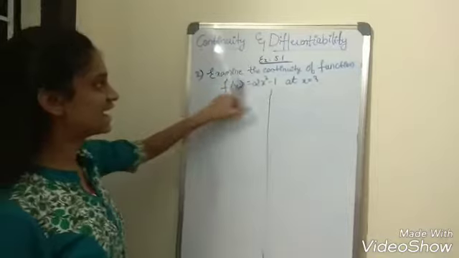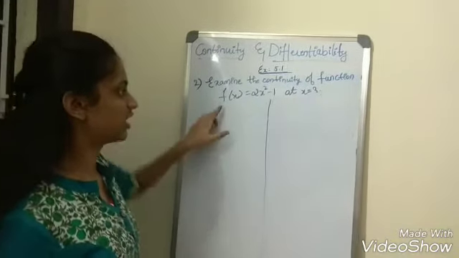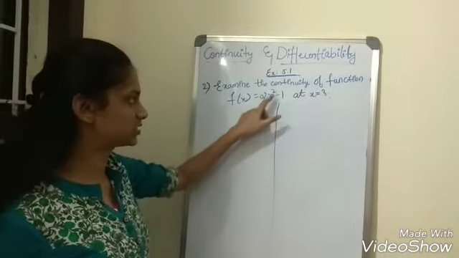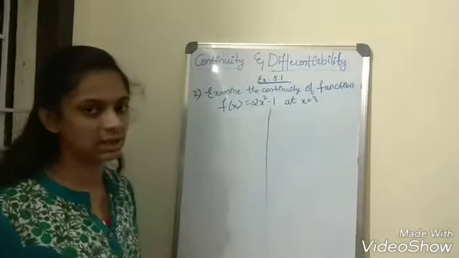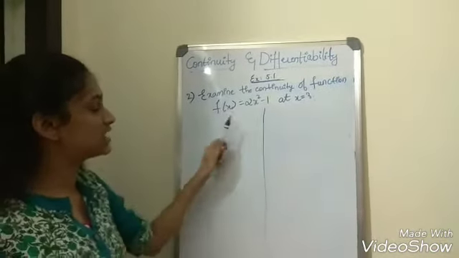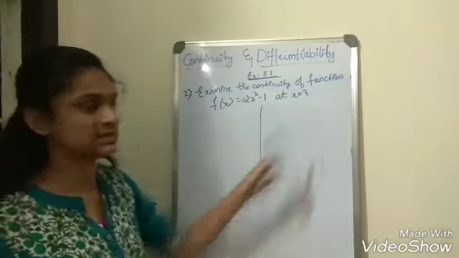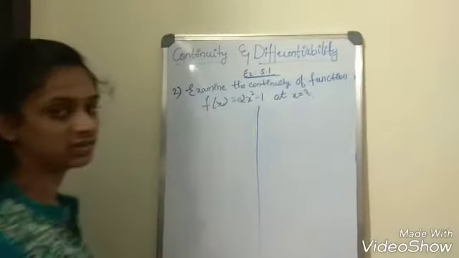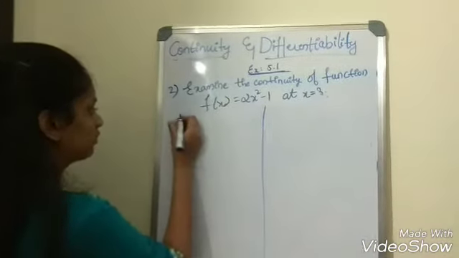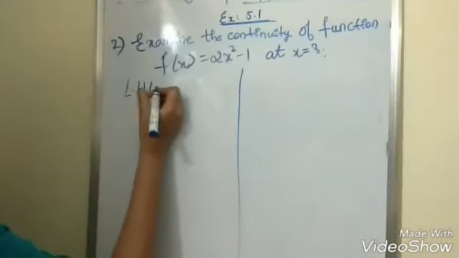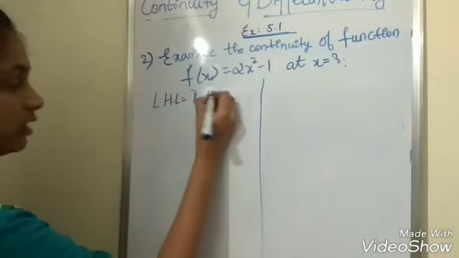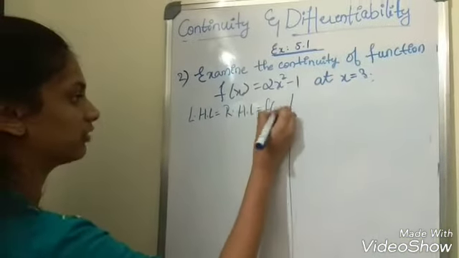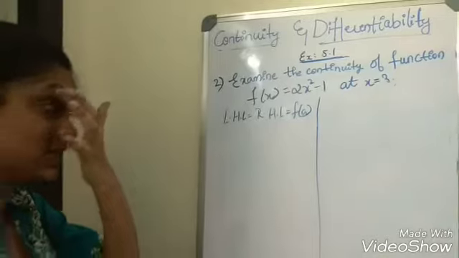The question is, examine the continuity of the function f of x is equal to 2x square minus 1 at x is equal to 3. Means we have to check its continuity at x is equal to 3. So as we know the condition to find whether the function is continuous or not, its left hand limit should be equal to its right hand limit, which should be equal to f of a. Now first let us check its left hand limit.